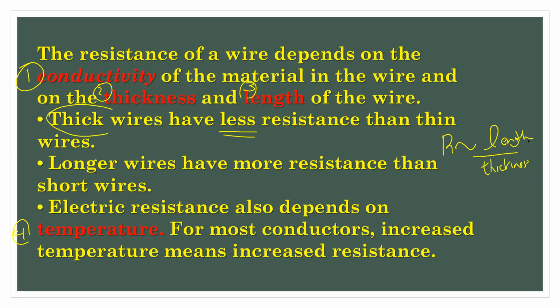Now, we know that the types of materials are conductors, insulators, and semiconductors. For the conductors, we have a resistivity that's different from the insulator and different from the semiconductor. But before talking about them, don't forget that the current depends on the voltage and on the resistance, and the resistance depends on conductivity, thickness, length, and temperature.